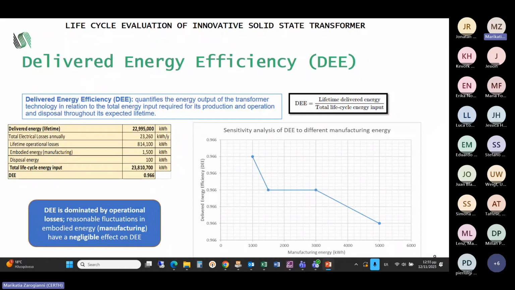An important performance indicator, the delivered energy efficiency, which quantifies the energy output of the transformer technology in relation to the total energy input required throughout its expected lifetime, shows 0.96, and this gives us the result that the efficiency is mainly dominated by operational losses.